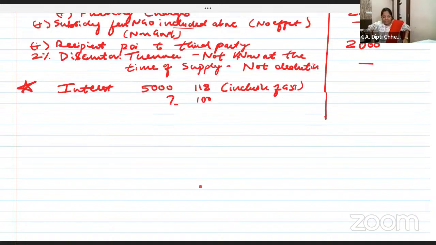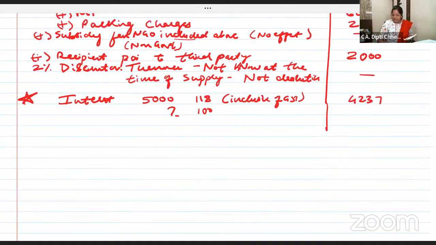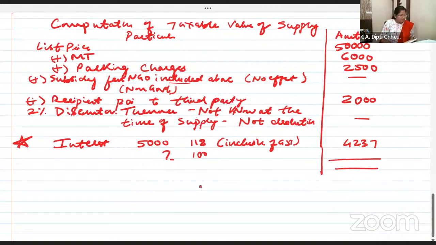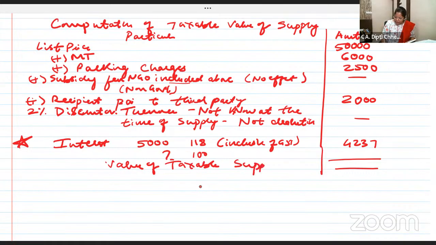देखो calculator. वेट मत करो कि दीप्ति मैम कैलकुलेट करेंगे, आप ही कर लो. 5,000 is inclusive. See, all the other values are exclusive बेटा, तो इसको भी exclusive करो. 4237, decimals we will ignore. 4237. Done? Yeah. Now this is the value of taxable supply. Any doubt you have in any item?